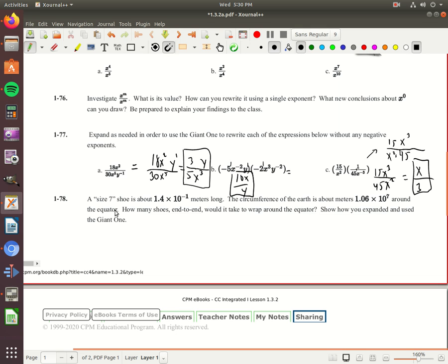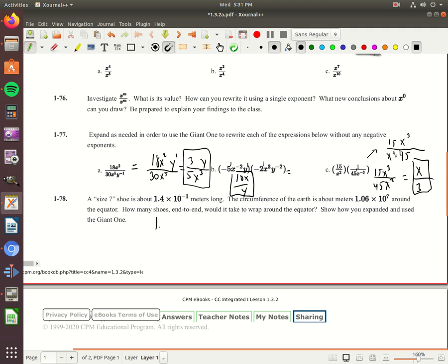So if I go to this one, it says a size 7 shoe is about 1.4 times 10 to the negative 1 meters long. The circumference of the earth is 1.06 times 10 to the 7th around the equator. How many shoes end to end would it take to wrap up the equator? Show expanded and use your giant 1. I don't know if I'm going to do that.